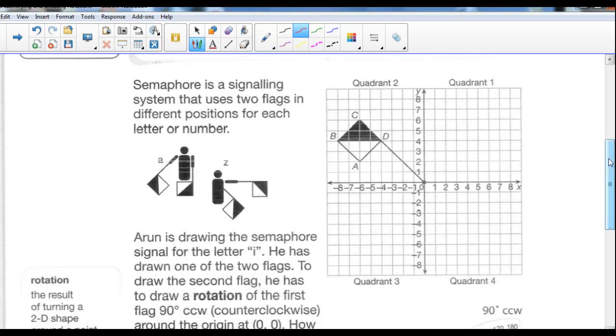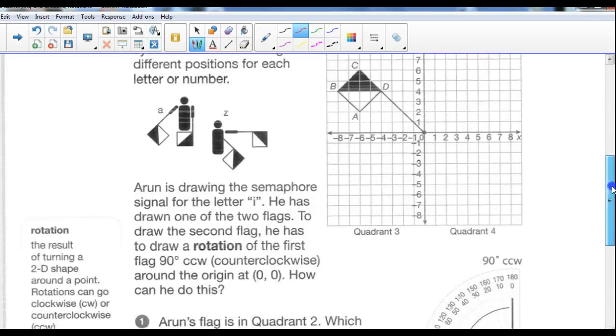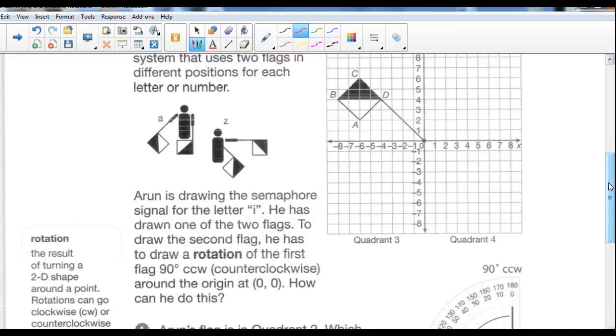A semaphore is a signaling system that uses two flags in different positions for each letter or number. Aaron is drawing the semaphore signal for the letter I. He has drawn one of the two flags. To draw the second flag, he has to draw a rotation of the first flag 90 degrees, counterclockwise, around the origin at 0, 0.